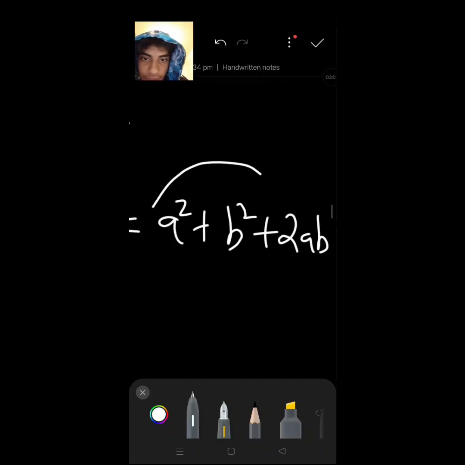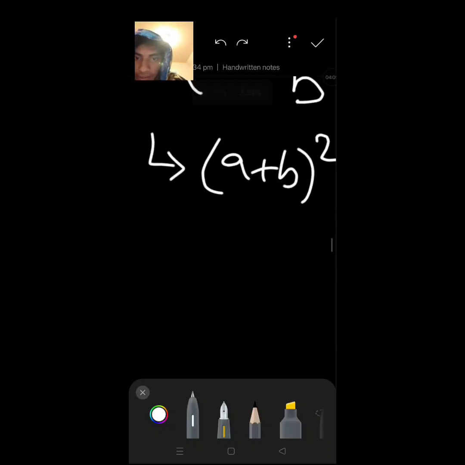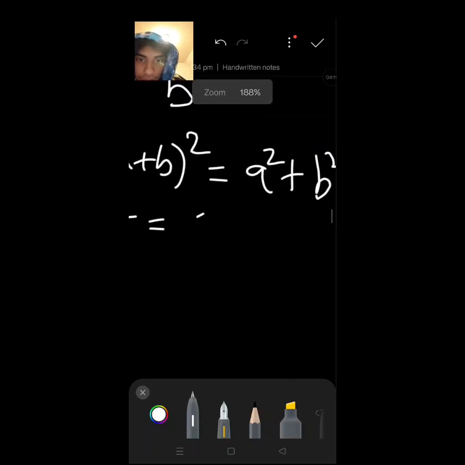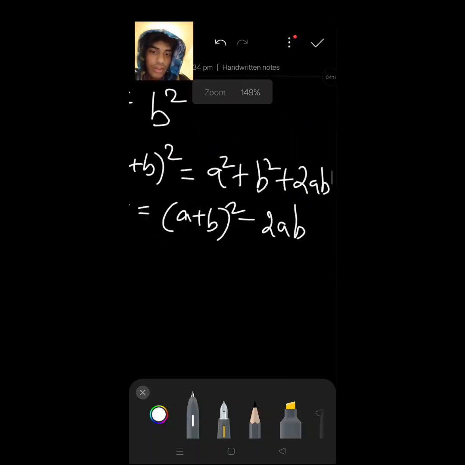So can't you see this a square plus b square, which is exactly what is in our denominator over here? So we want to isolate that. How would we isolate that? Basically, take the 2ab to that side. A square plus b square, if you want to isolate, is just going to be equal to a plus b whole square minus 2ab. And now we had taken what?